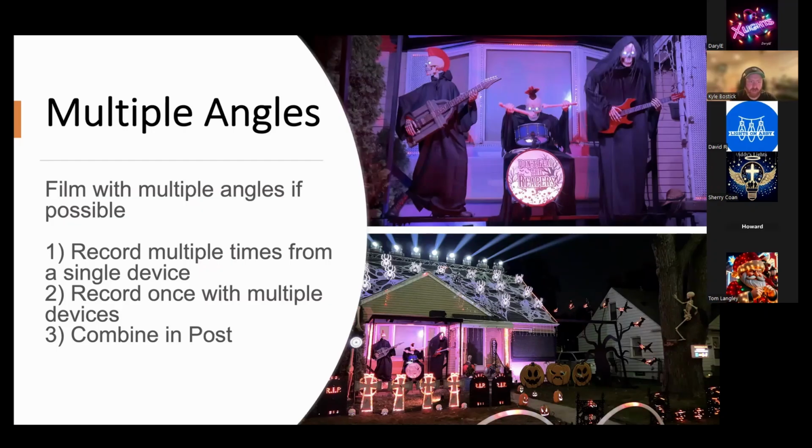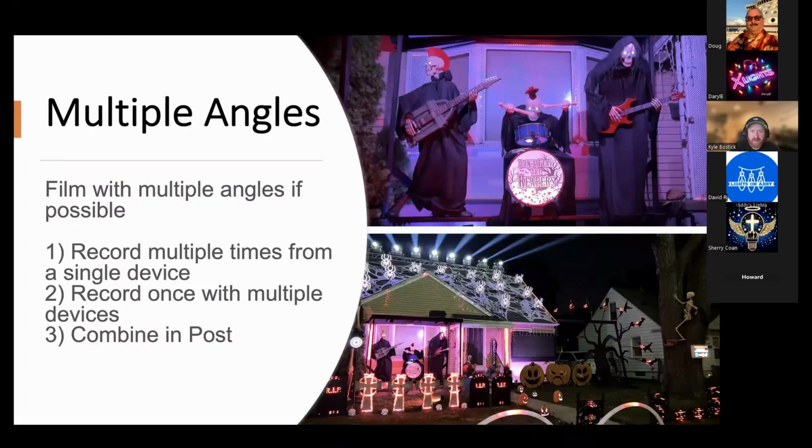If you're trying to get multiple angles, you could accomplish this a couple different ways. You could record multiple times from the same device. Maybe you only have one phone. I assume most of us don't have multiple phones, but what you could do is set the phone up in the first desired filming location and film the entire show or the entire segment you're trying to film. Once you're done, move that phone or device into a new location and repeat the process and film the whole thing again.